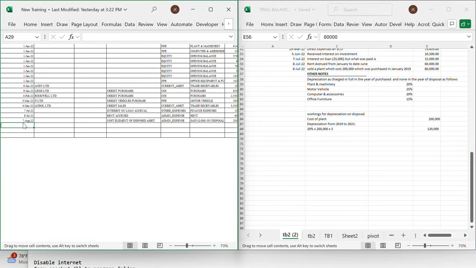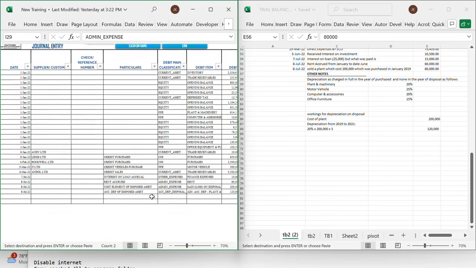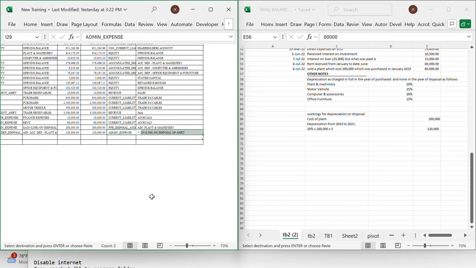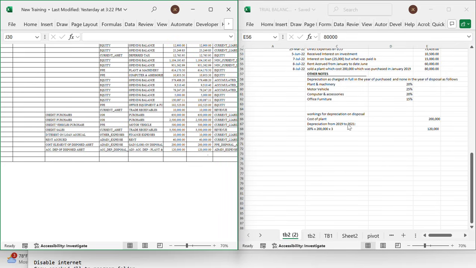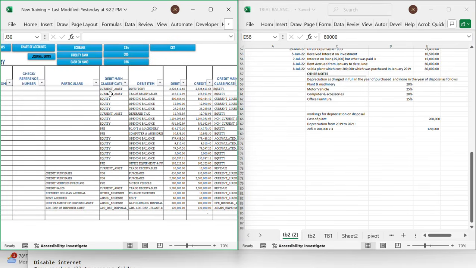So the same date. All right. So accumulated depreciation element. All right. So this is it. And here we are going to credit the disposal account, which we have taken to be the gain or loss on disposal of assets, which is under administrative expense. Now that we are done making all of our entries, let us go and check the results.